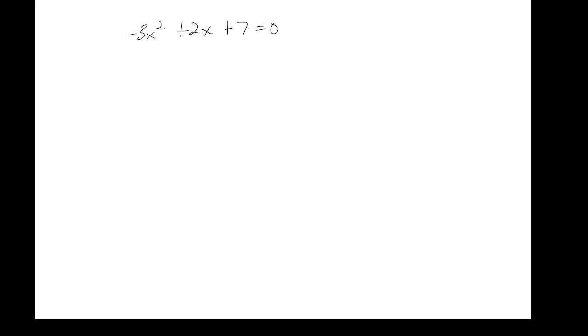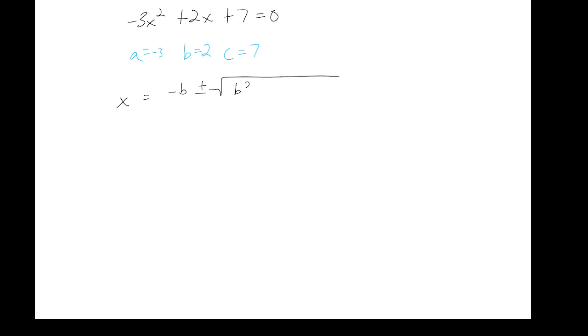But quadratic formula, we get our A, we get our B, and our C. Our A is negative 3. Our B is 2. And our C is positive 7. Just keep singing it to yourself. X is equal to negative B plus or minus the square root of B squared minus 4AC all over 2A.